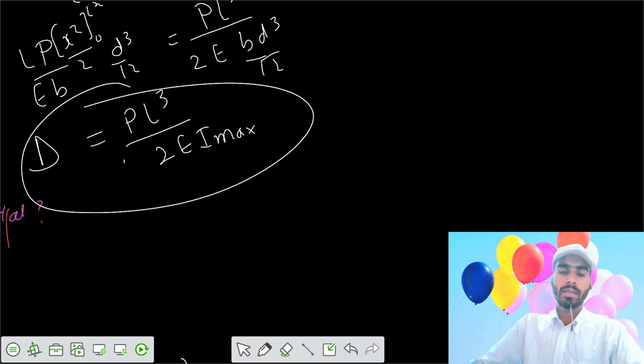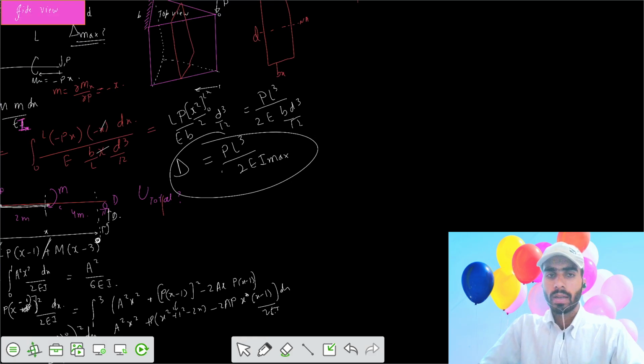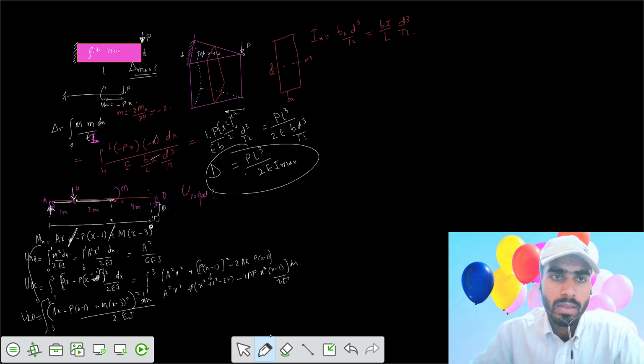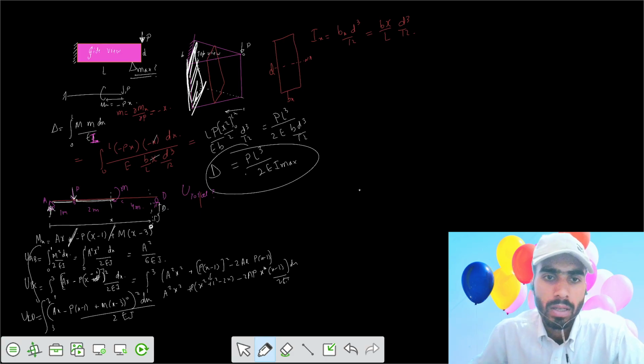The value of I max is at the support where there is a fixed support. At the end there is this b, that b d cubed by 12. This is your I maximum, that's equal to b d cubed by 12. So you can write P L cubed by 2 E I max.